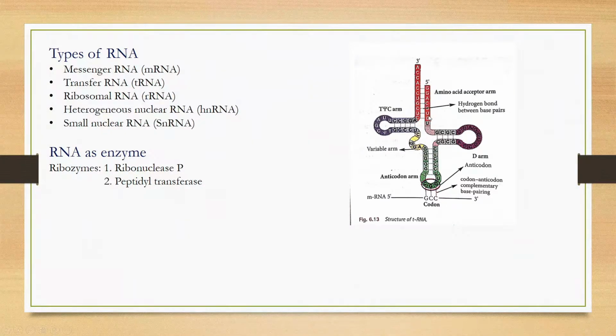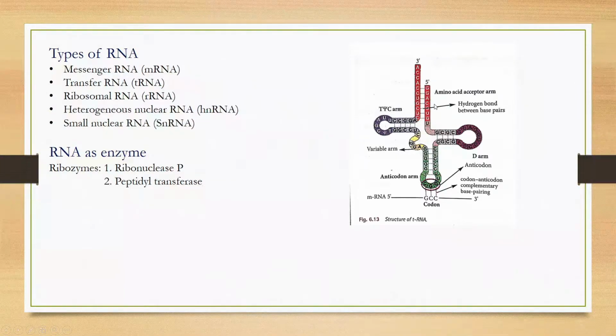Now the DHU arm, or the D arm of tRNA. The D arm is so named because of the presence of dihydrouridine. The dihydrouridine base, that area, the DHU arm, serves as the recognition site for the enzyme which adds the amino acids.